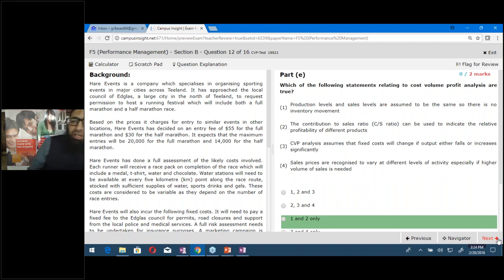Which of the following statements relating to cost volume profit analysis are true? Number one, product level and sales level are assumed to be the same, so there is no inventory movement. So this is true. And contribution to sales ratio can be used to indicate the relative profitability of different products. So this is also true. Statements 3 and 4 are false.